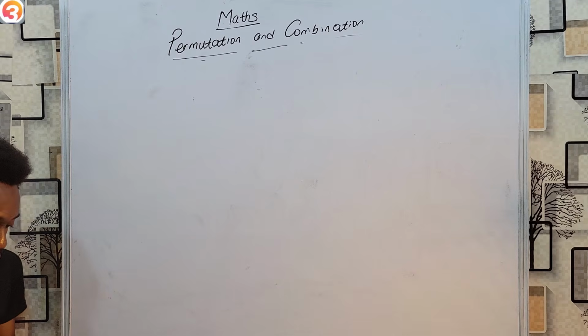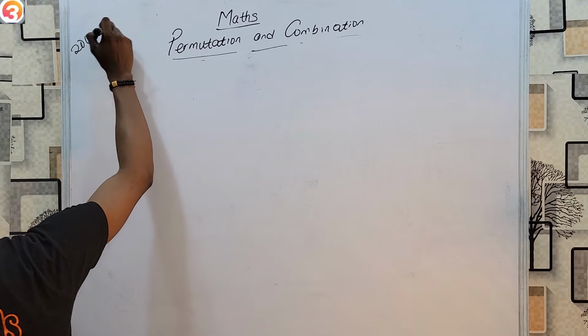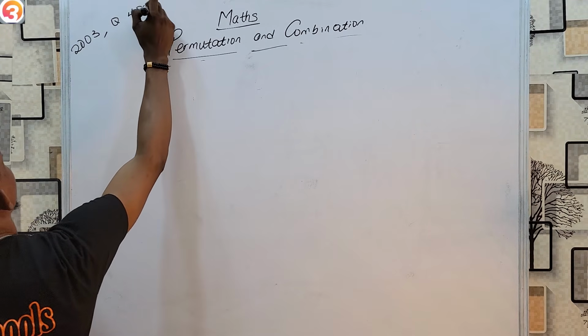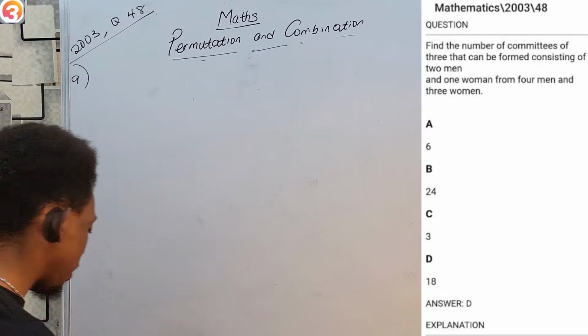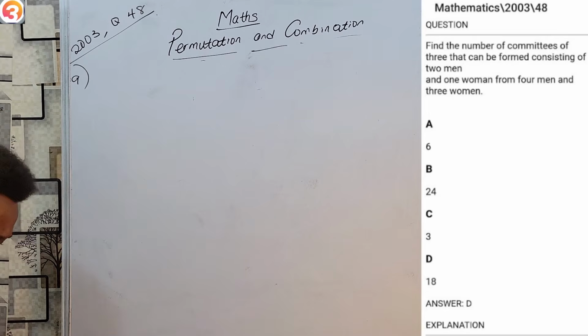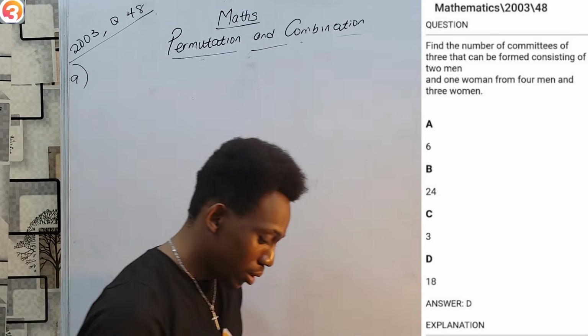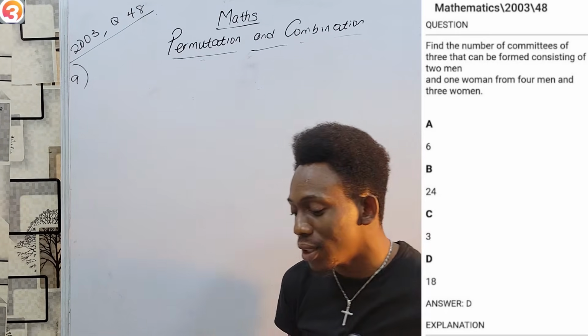Now for question number 9, this is from the year 2003, question 48. And I do believe this looks a bit like our example 3, which we solved some time ago. This one is even a little bit simpler than that. This one tells us, find the number of committees of 3.